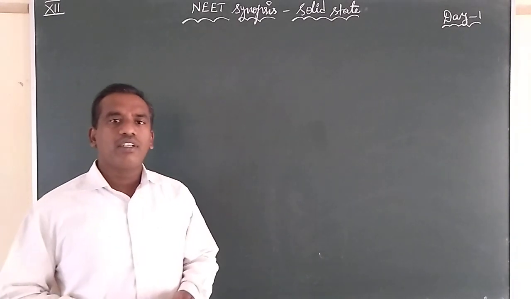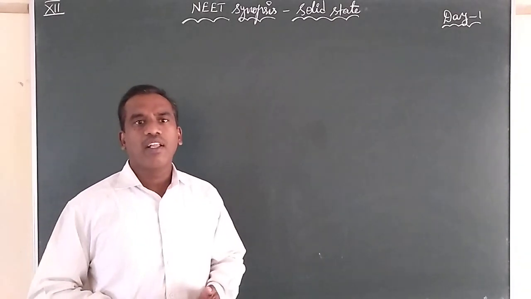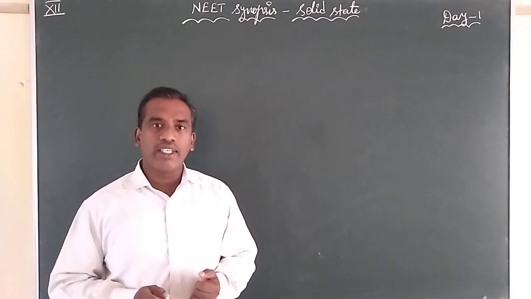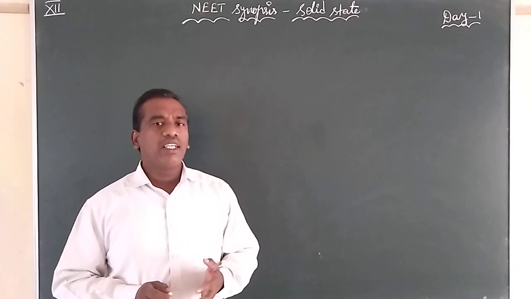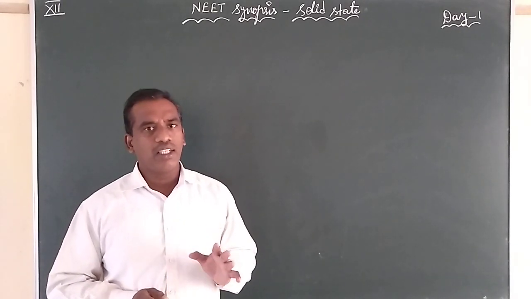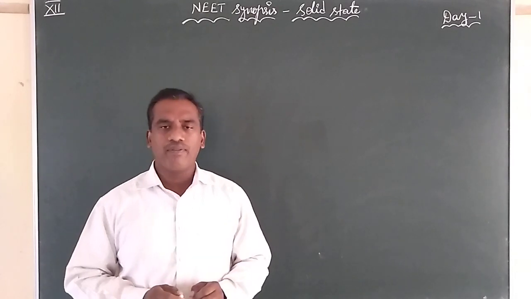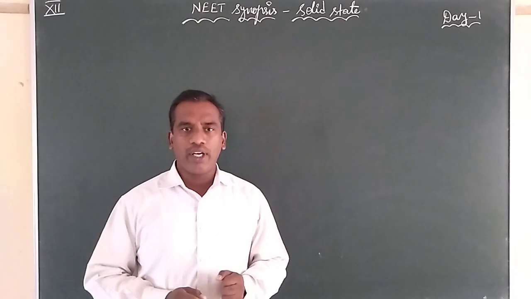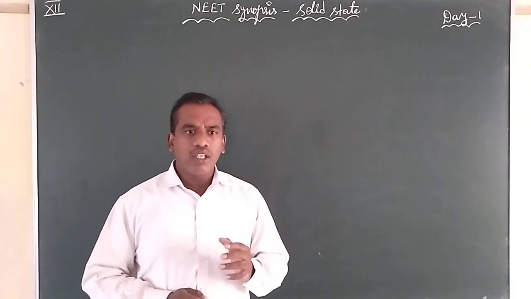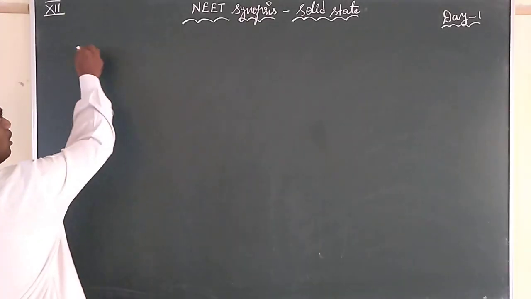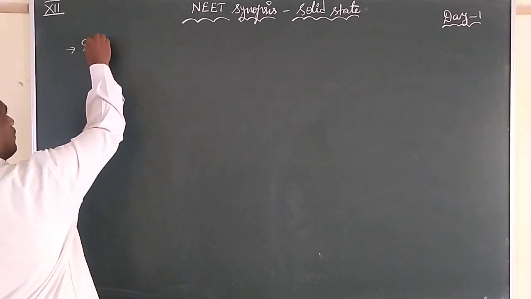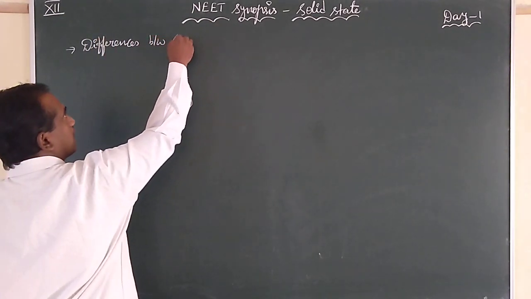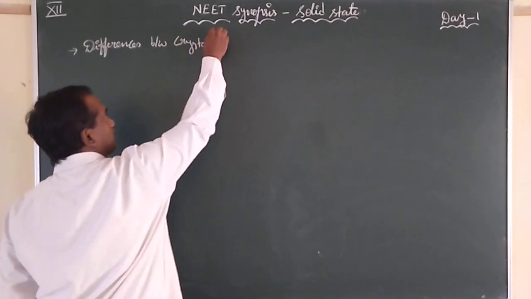Very good morning, children. In the solid state chapter, there are possibilities to have one objective type question for this NEET examination. First thing is you must read the NCERT textbook point to point. And once we start reading this NCERT textbook point to point, we will come across, at the start, the differences between crystalline and amorphous.